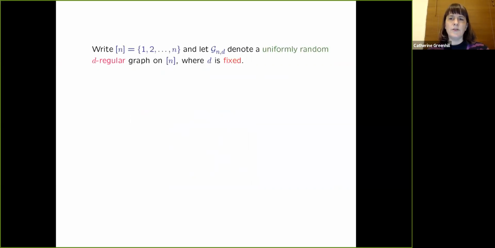So let's introduce some notation. Square brackets n is just the set 1 up to n, and G(n,d) is a uniformly random d-regular graph on this vertex set. And for me, in this talk, d is always just a fixed constant, d at least 3.